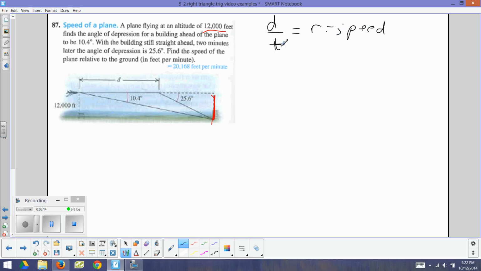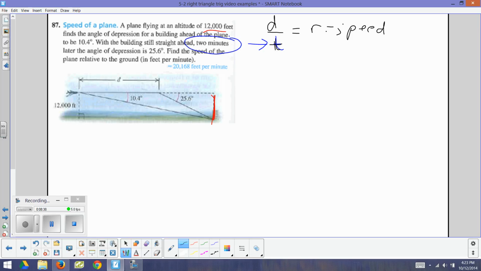This time is important because this time here, I go that distance d in 2 minutes. So I know t is 2. So now really all I have to find is d. If I do d over 2, that'll give me the speed per minute. So let's see what I know.